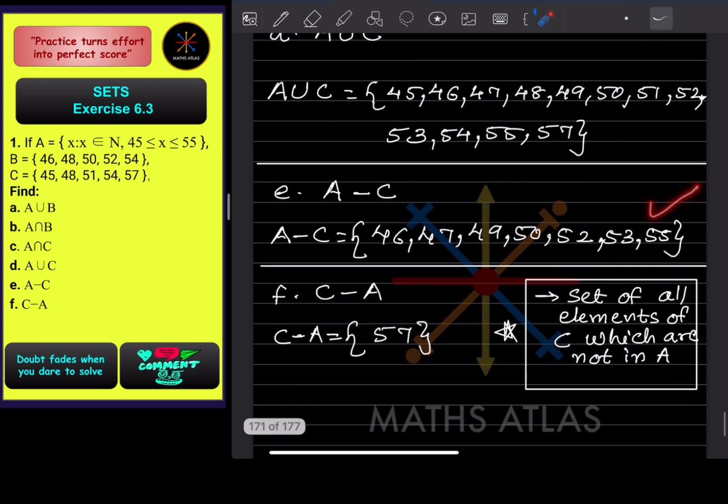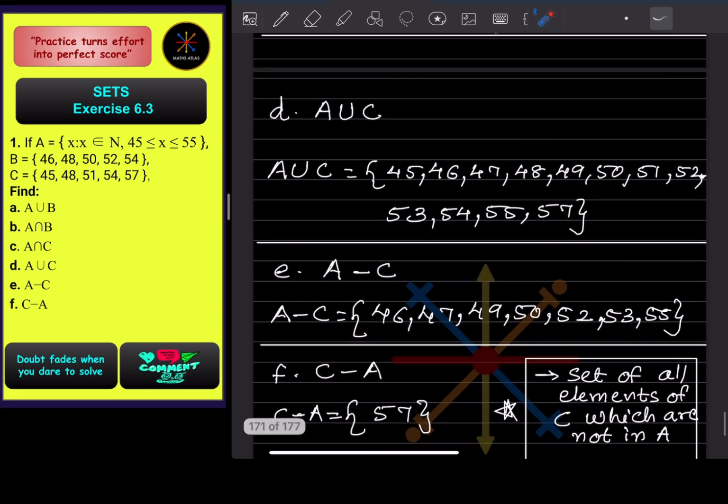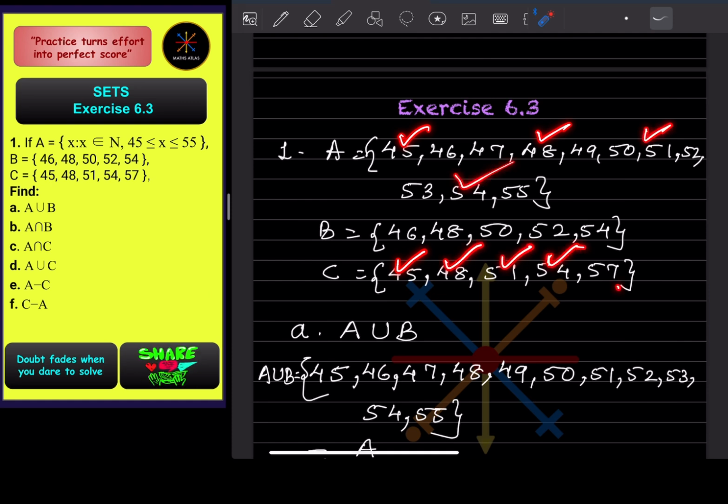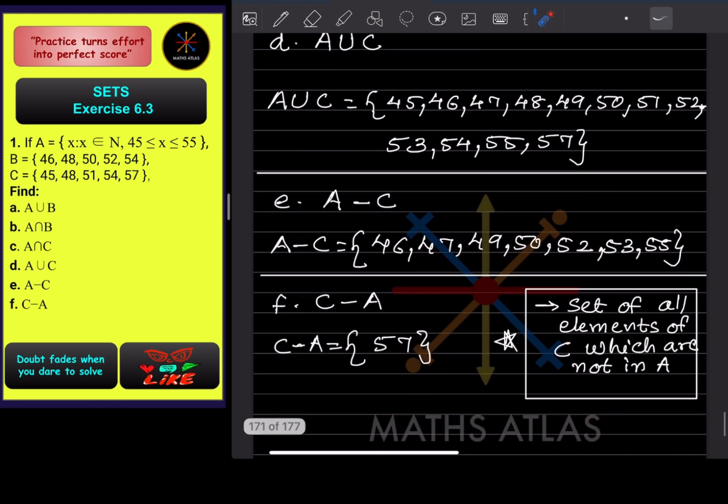Now here again for C minus A. C minus A means set of all elements of C which are not in A. So again we will compare A and C. These both are there, these both are there, these are there, this is there. Now what remains, you have to concentrate on C. This is the only element which is not in A, so we have to just write here 57.